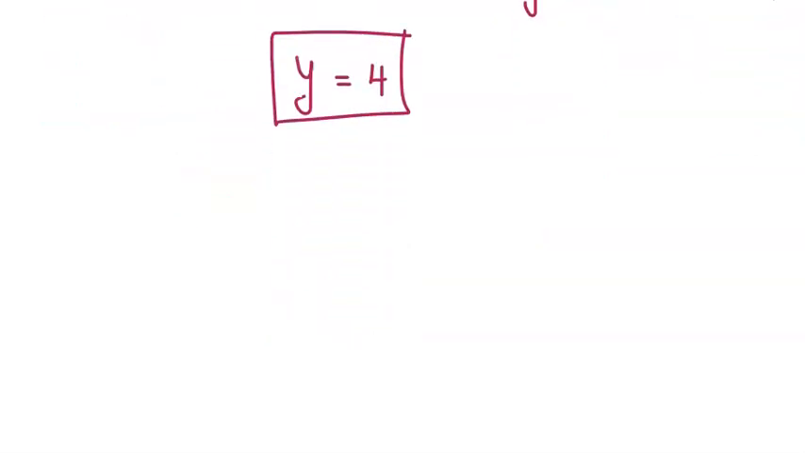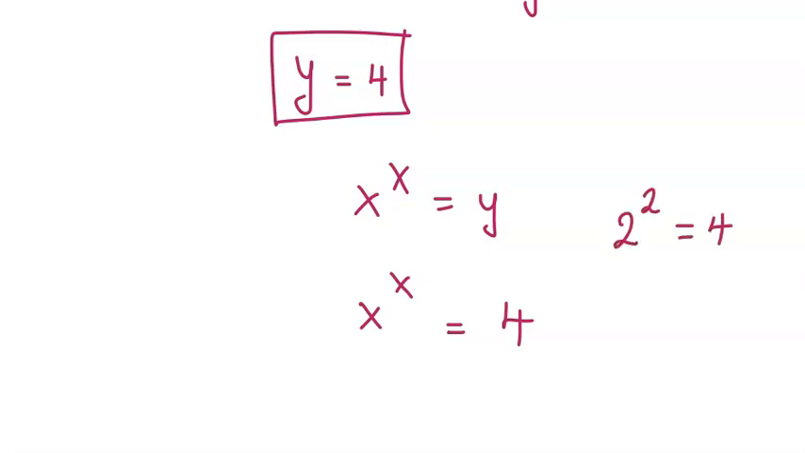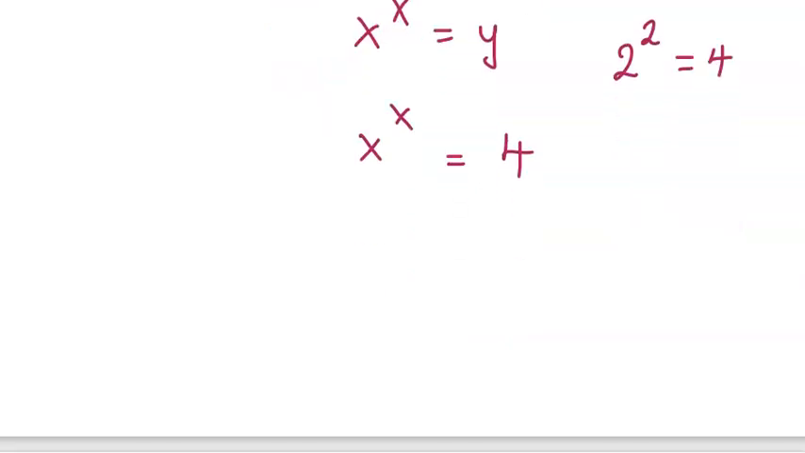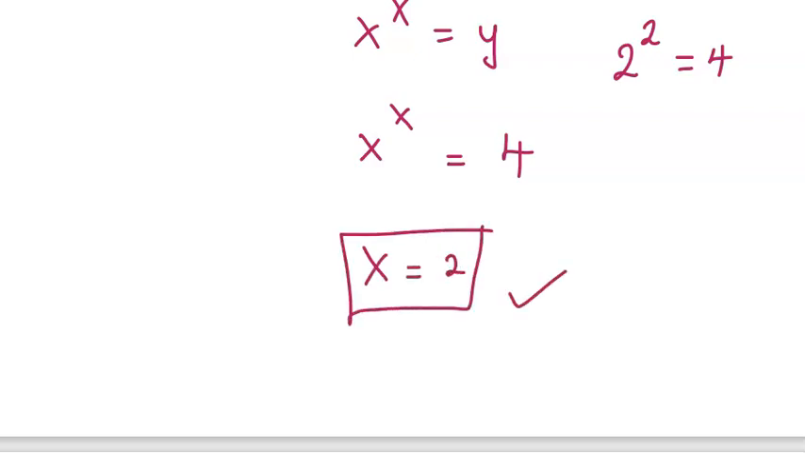Now let's recall once again. We started earlier by letting x^x equal y. And here we get y = 4, so we get x^x = 4. It is easy enough from here because we know that 2² = 4. So from here we can come up with our solution to this equation, that x is equal to 2. And this is the correct answer, right?